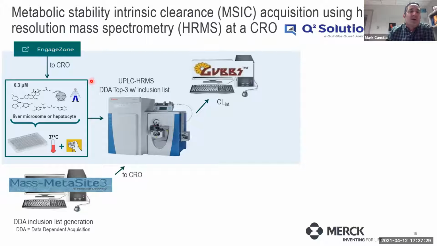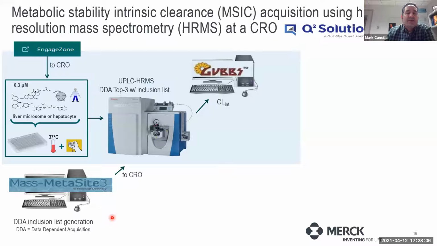So compounds are picked and sent to a CRO where they do the incubations at Q2 Solutions, again at 0.3 micromolar as we discussed. And another thing, well, let me back up for a second. The other thing I didn't realize was not all CROs have HRMS type instruments. Mostly they have triple quads, and very few had HRMS systems. So Q2 Solutions had a QE Plus. And so then we put the assay on a QE+.